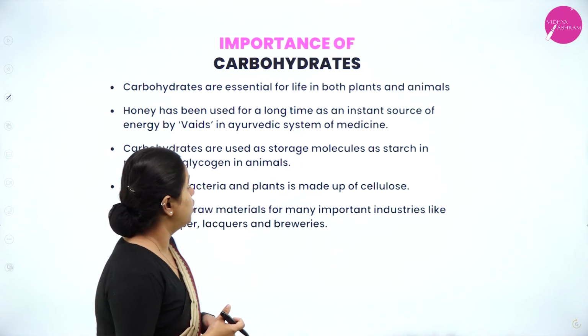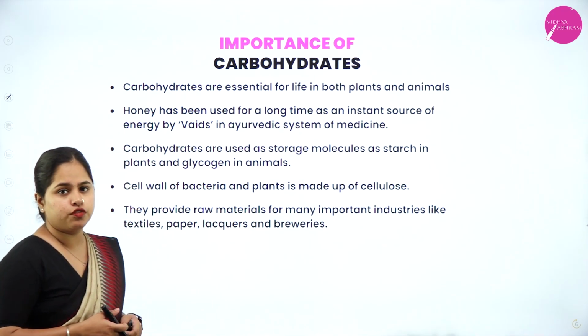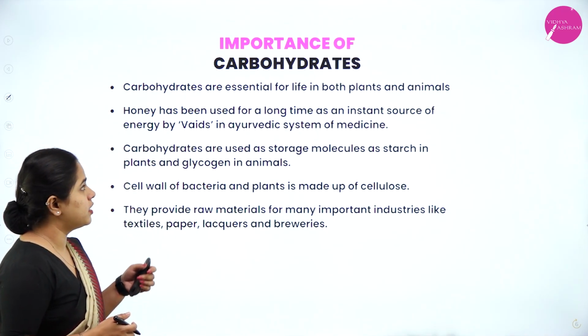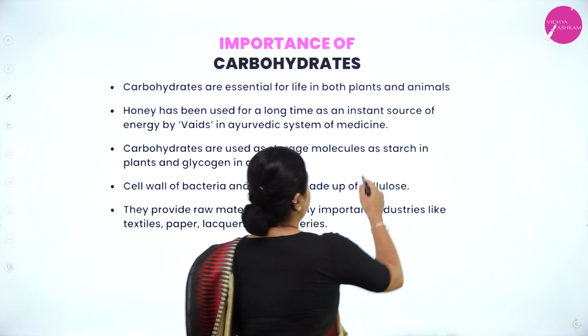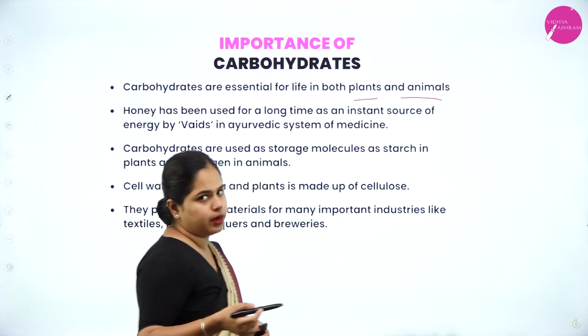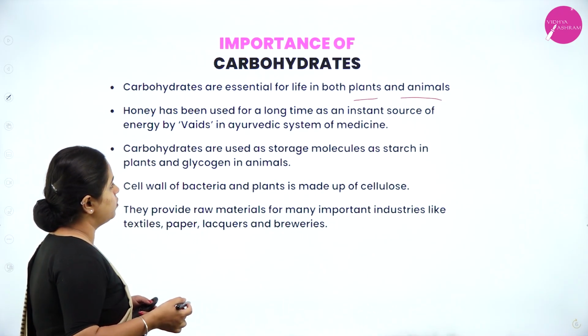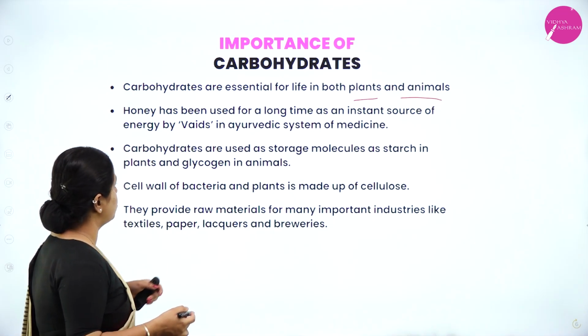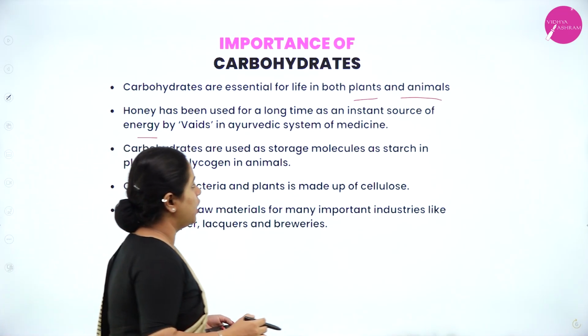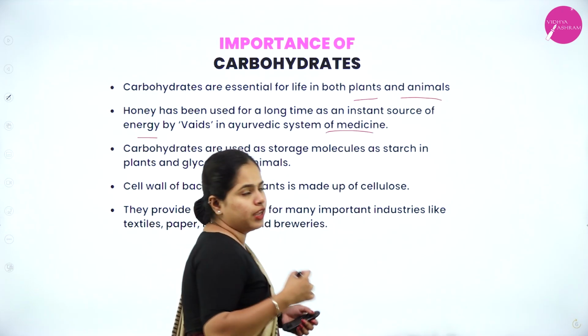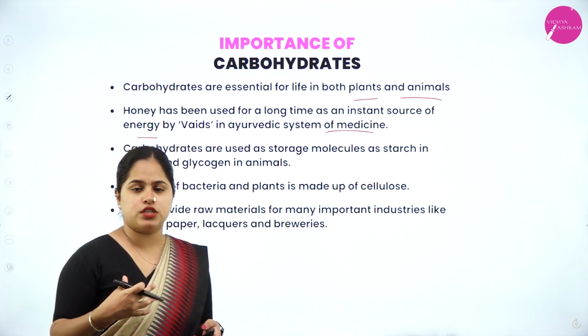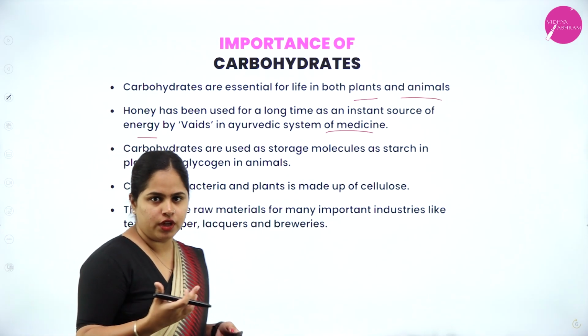Clear? Now moving on to the next part, that is importance of carbohydrates. So carbohydrates are essential for life both in plants as well as animals, right? And honey has been used for a long time as an instant source of energy by Vaids in Ayurvedic system of medicine. So honey was earlier used as a source of energy, instant source of energy.